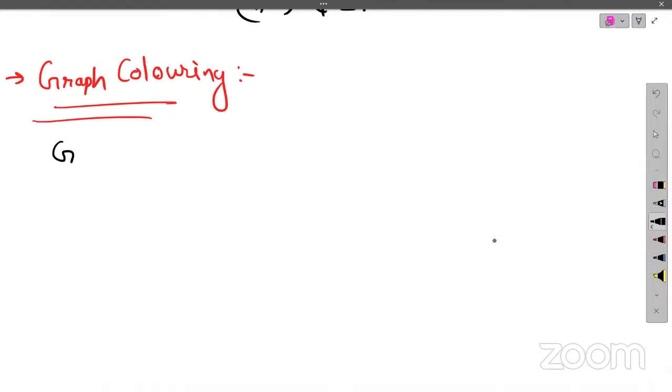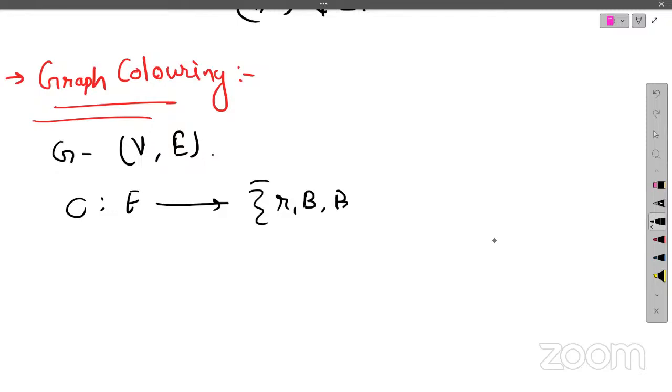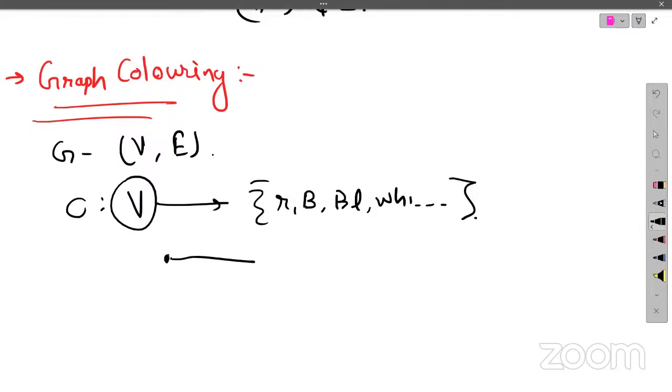So if we have a graph G with the set of vertices V and the set of edges E, then we can find a function C which will associate each vertex to a fixed color. Suppose you have a set of colors: red, blue, black, white, whatever set you have. V represents the vertex set and E represents the edge set. So we have to assign colors to vertices.